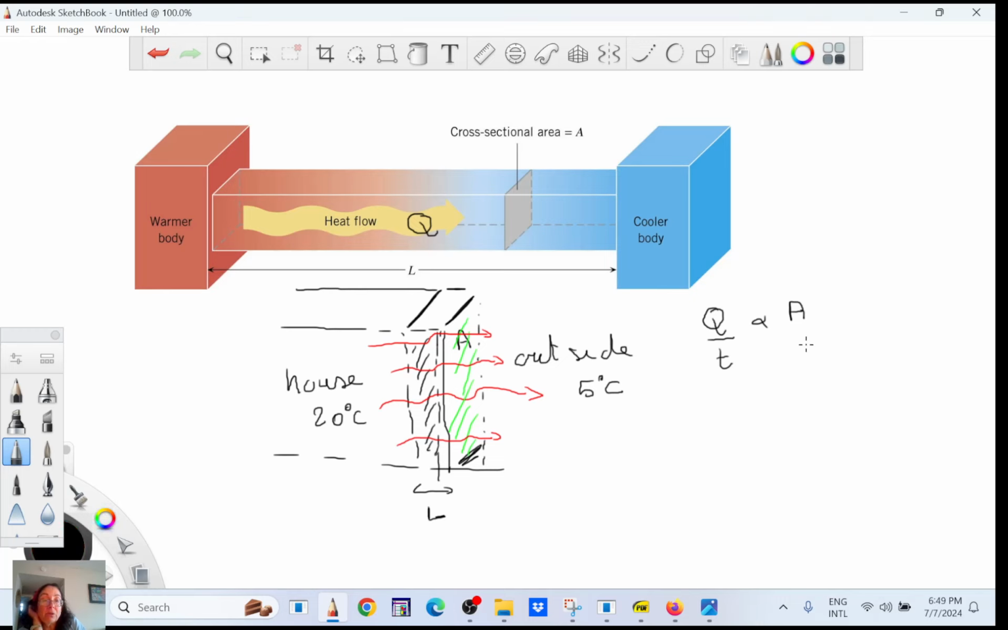And it's also proportional to the gradient of temperature per unit length. Okay, so it means the larger the difference in temperature, the more heat will escape per unit time, and that will be per unit length. Okay, so what does that mean? So this equation here was developed by, I think his first name was Joseph.